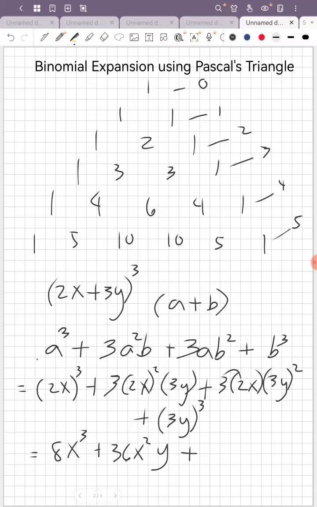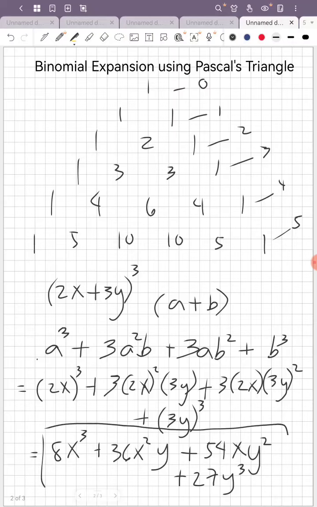Then plus we have 3 times 3, 9, 9 times 2, 3 times 2, 6, 6 times 9, 54, because it's easier to do that one. We have y times y, y squared, then times x, so we have 54xy squared. Then for the last term, we have 3 to the power of 3 is 27, y to the power of 3 is still y to the power of 3. So this would be the final answer.